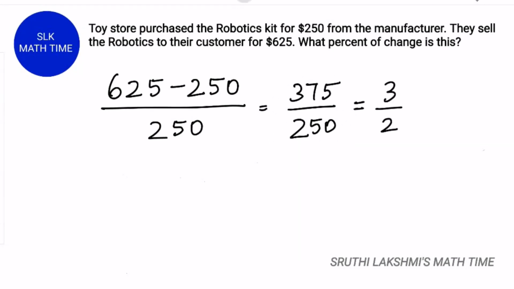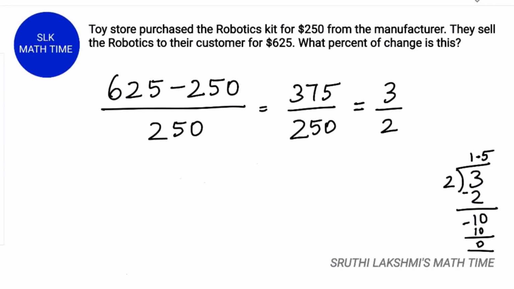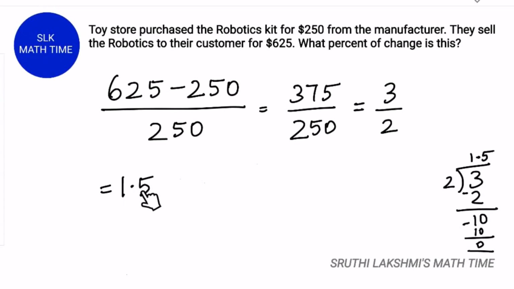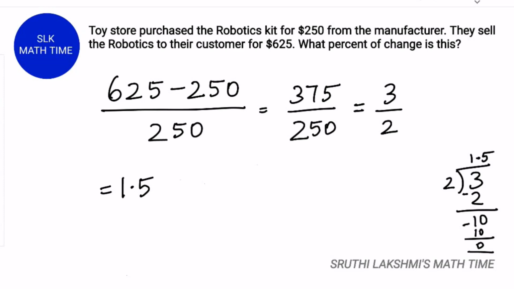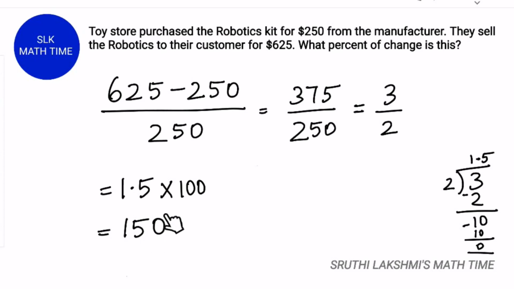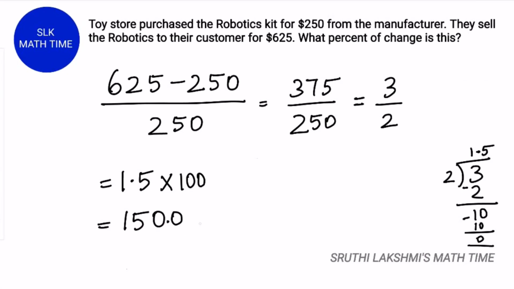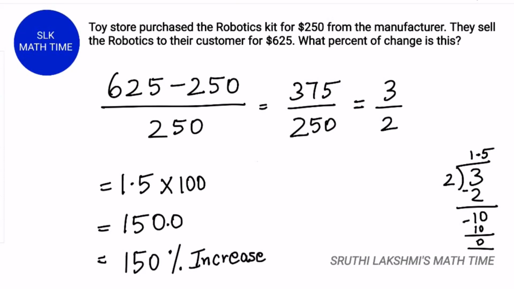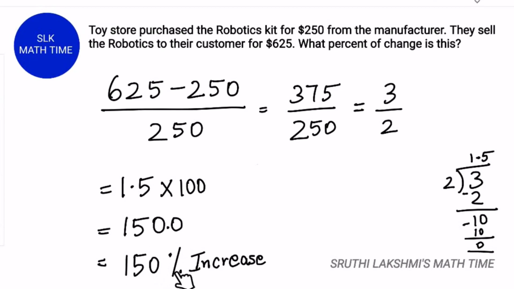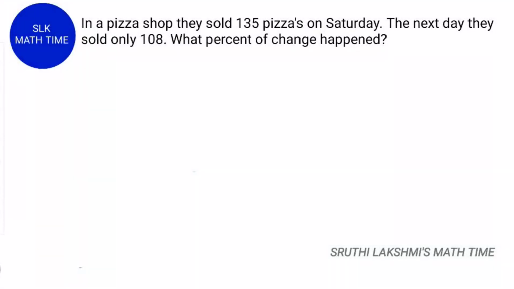When we simplify this, we get 3 by 2. Next, divide 3 divided by 2. So 3 divided by 2 is 1.5. And in order to change 1.5 to a percent, we multiply by 100. So 1.5 into 100 is 1500. Here, the decimal is 1 space to the left. So we place the decimal over here. And next we cross the 0 to get our final answer, 150% increase.